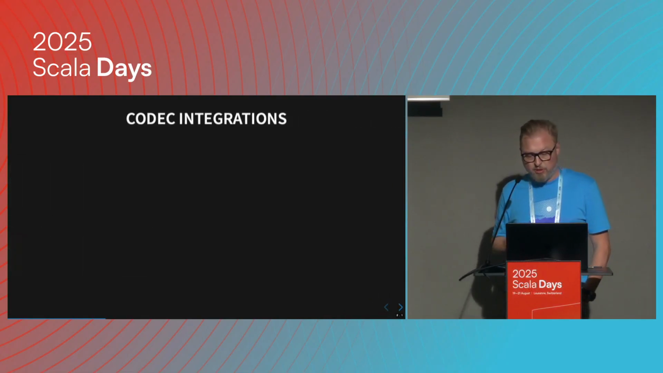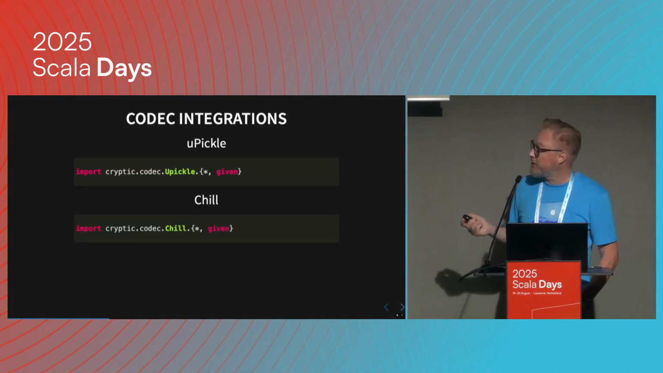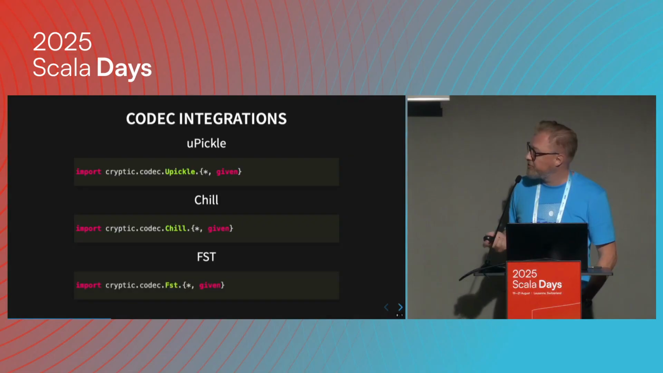But we have some integrations, and you can also make your own. In this case, we have one for uPickle, and it's really easy to use. You just import the uPickle codec. And we have something called chill. It's the same strategy, and also FST.